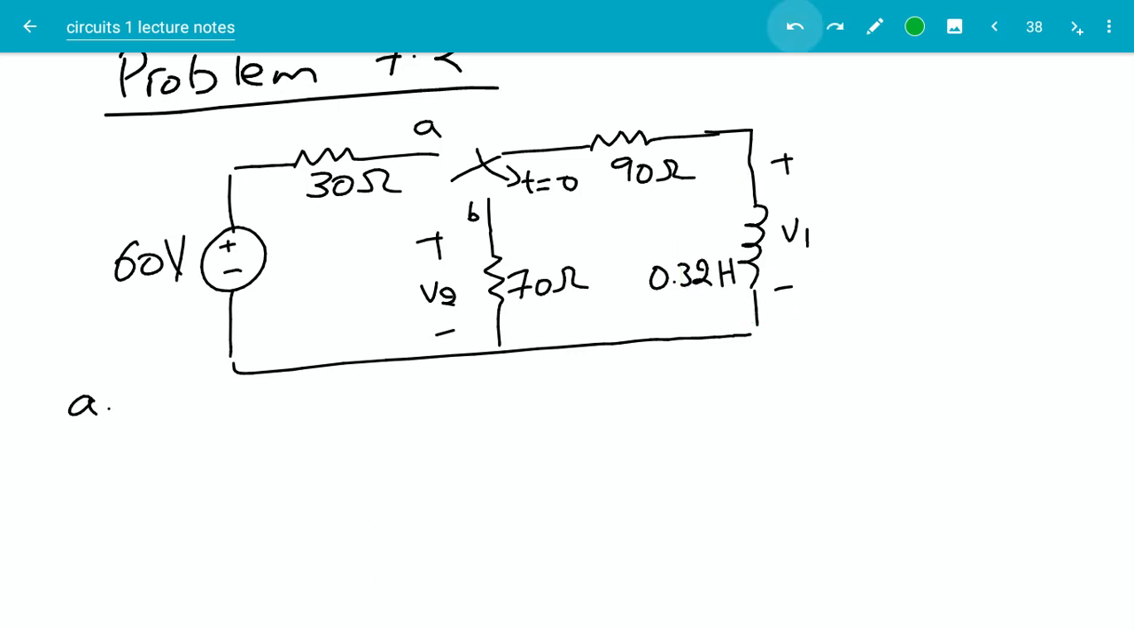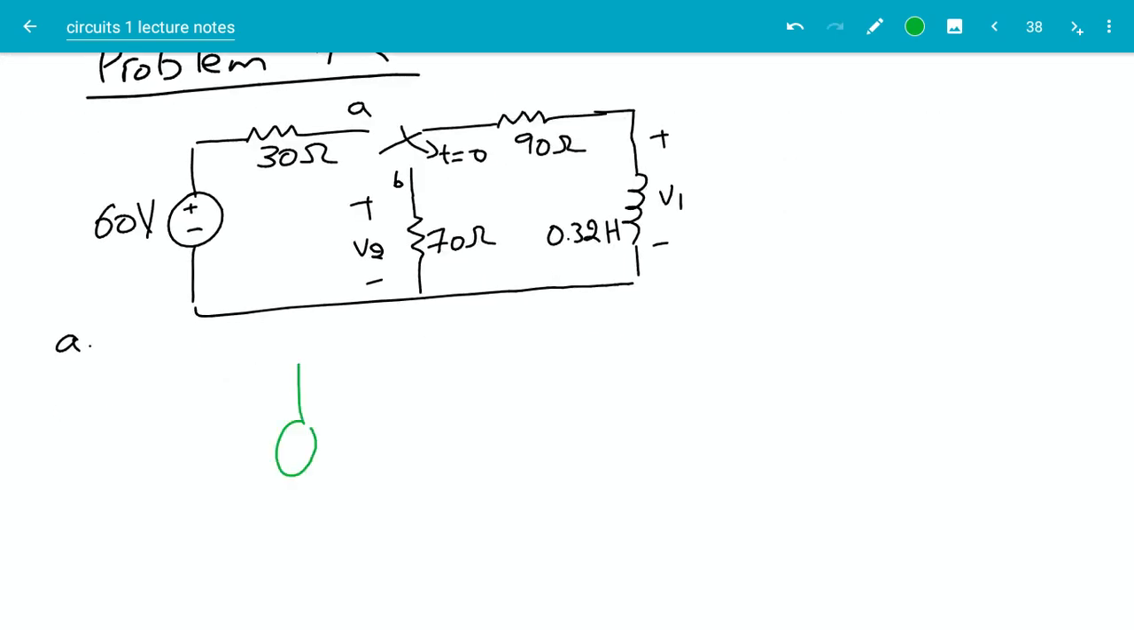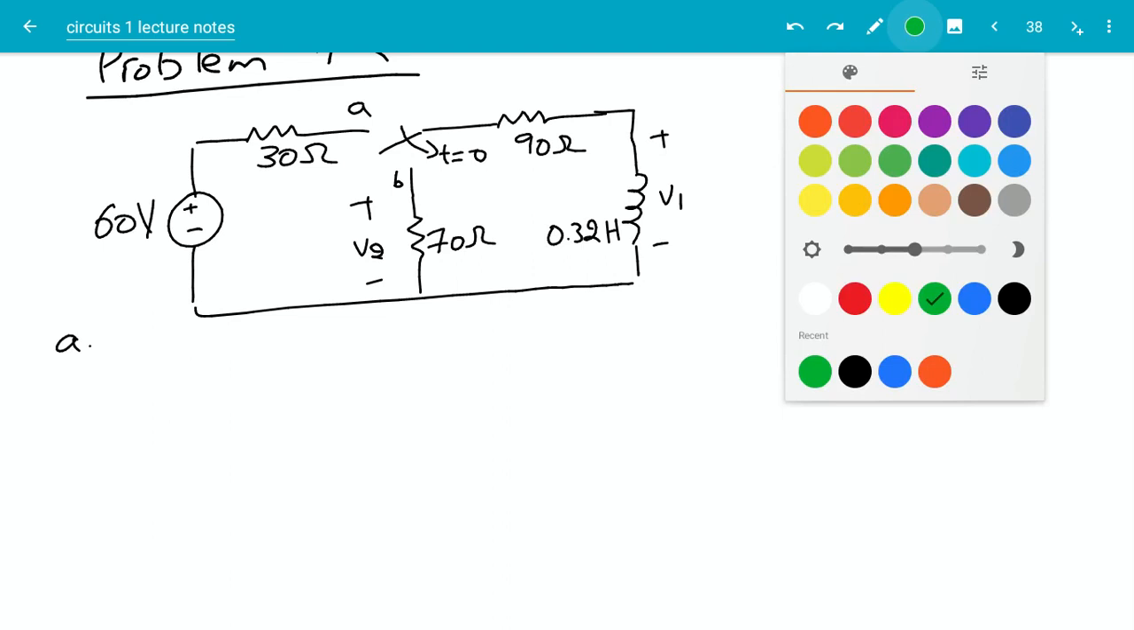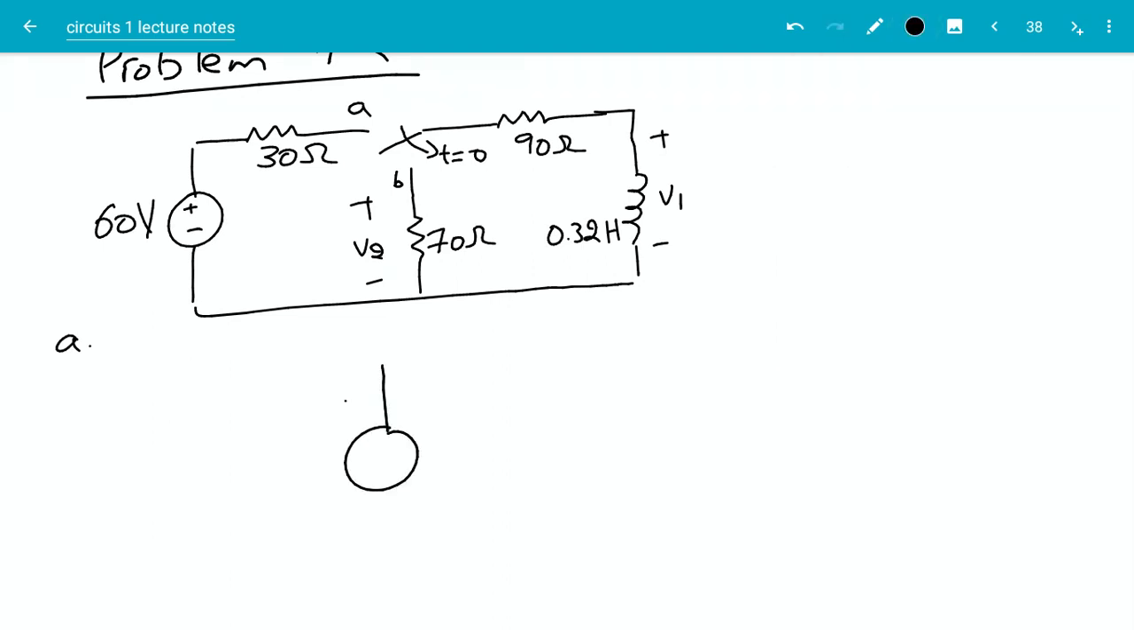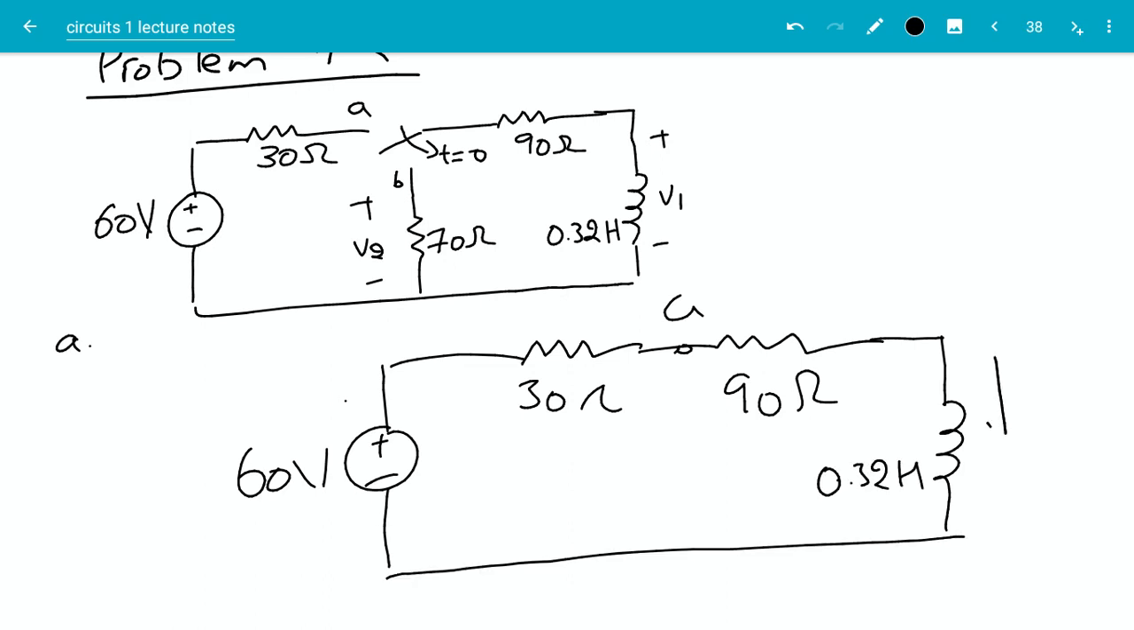So I'm going to draw the circuit at position A. This is 60 volts, 30 ohms, and another 90 ohms. And this is A here. And then I have the inductor, 0.32 Henry. They're asking us what is the current here.